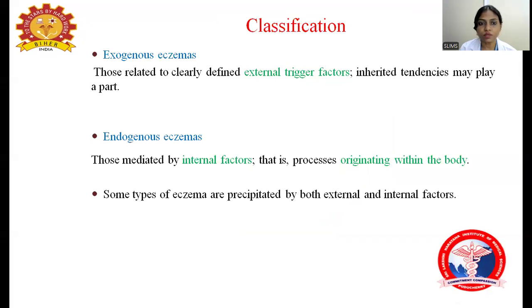Now let us classify eczemas. Eczemas are classified into exogenous eczemas and endogenous eczemas. Exogenous eczemas are those that are related to external trigger factors, or they might also have some inherited tendencies. Whereas endogenous eczemas are mediated by internal factors, that is, they originate within the body. There are some eczemas which are caused by both endogenous and exogenous factors, about which we will discuss in the following slides. So the classification of eczema is endogenous eczema and exogenous eczema.